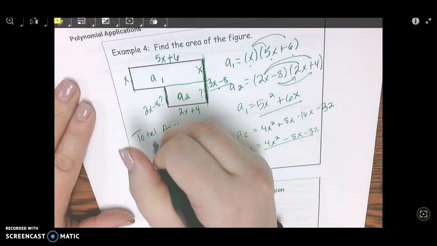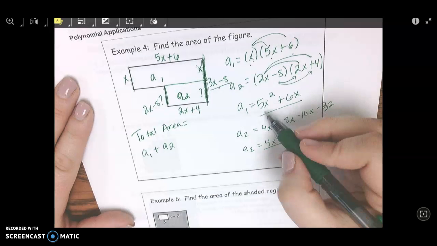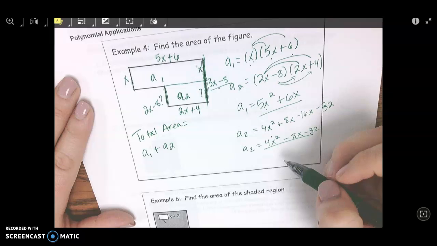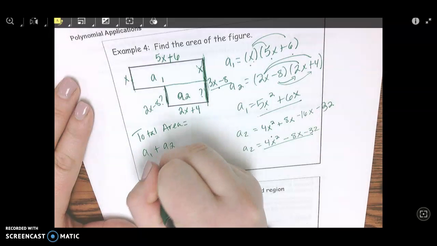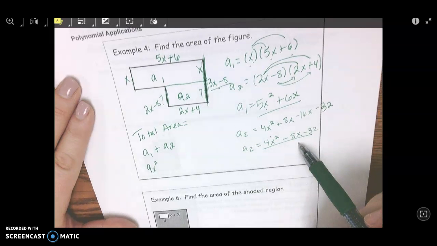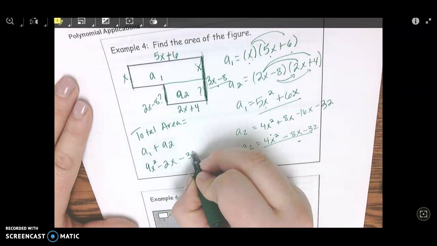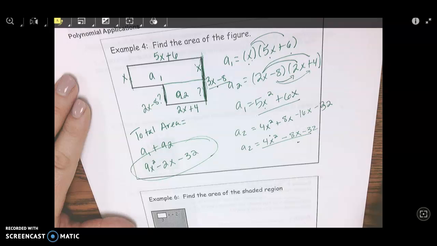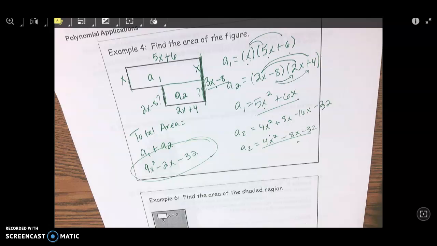So the total area is A1 plus A2. What's 5x squared plus 4x squared? 9x squared. And then 6x minus 8x is negative 2x, and then minus 32. If you had to find x, you would solve, but it's just asking for the total area here.